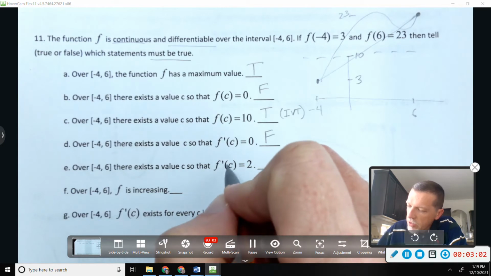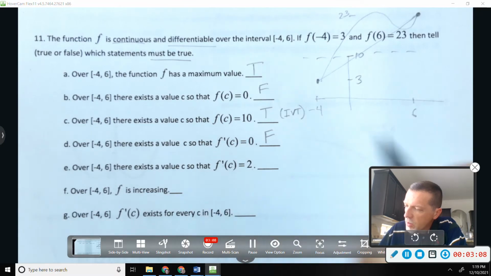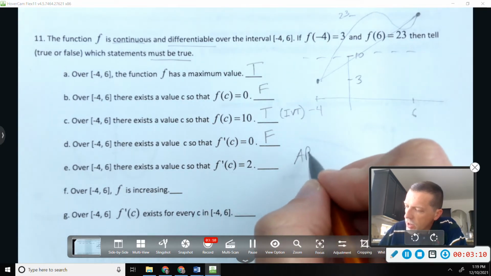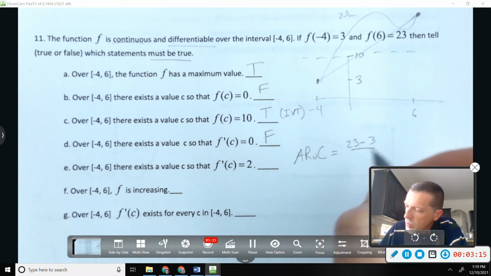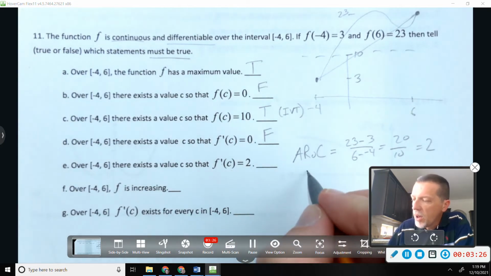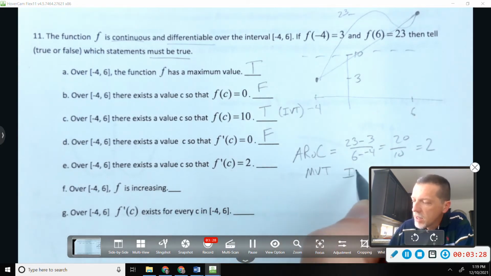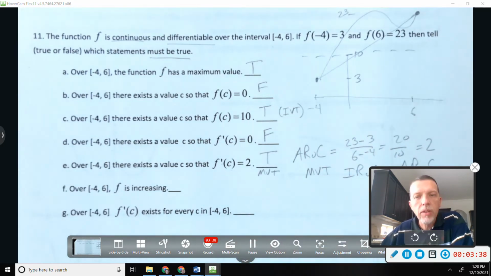There exists a value c such that f prime at c equals 2. Well, maybe, it seems weird that they picked 2. I wonder what the average rate of change is over the whole thing. So 23 minus 3 over 6 minus -4. Average rate of change is 2. They're saying the derivative equals 2. But by the mean value theorem, IROC equals AROC somewhere between -4 and 6. So this is true because of the mean value theorem.